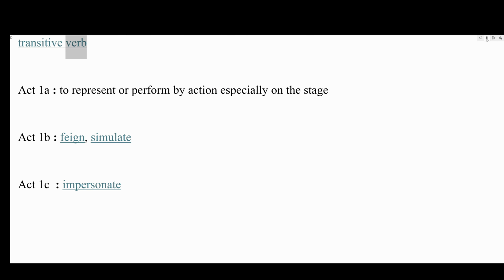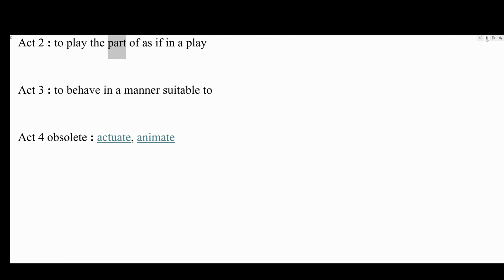Transitive verb. Act 1a, to represent or perform by action, especially on the stage. Act 1b, feign, simulate. Act 1c, impersonate. Act 2, to play the part of as if in a play. Act 3, to behave in a manner suitable to. Act 4, obsolete, actuate, animate.